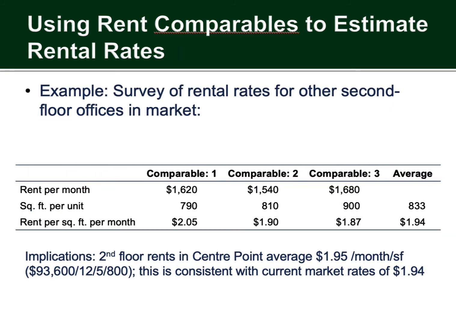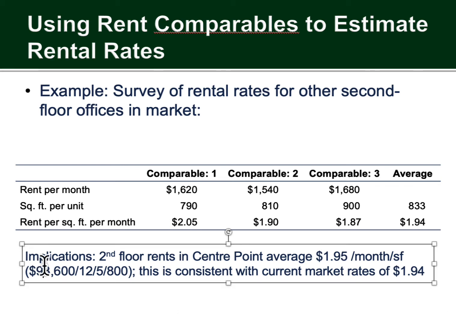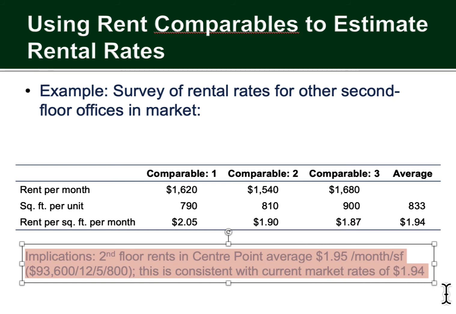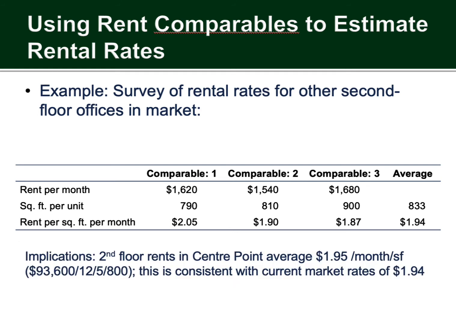If we convert those contracted rents to a dollar per square foot per month figure, we see that the second floor is currently rented at $1.95 per square foot. And that fits nicely with market rents of $1.94 per square foot, what these rents are showing for comparable rental properties. And if the contracted rents were significantly below this figure instead, that could be a cause for concern for this property with regard to property value.